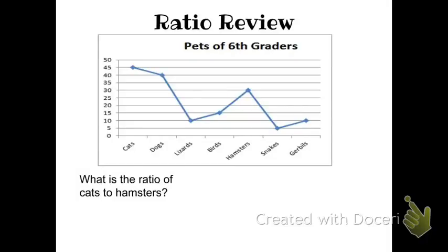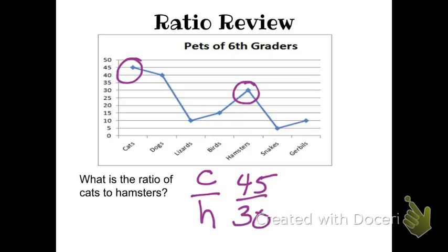Okay, so let's look at this one. Instead of comparing gerbils to birds, this one is comparing cats to hamsters. So let's talk about cats to hamsters. So we have cats to hamsters. So how many cats are there? 45. How many hamsters are there?